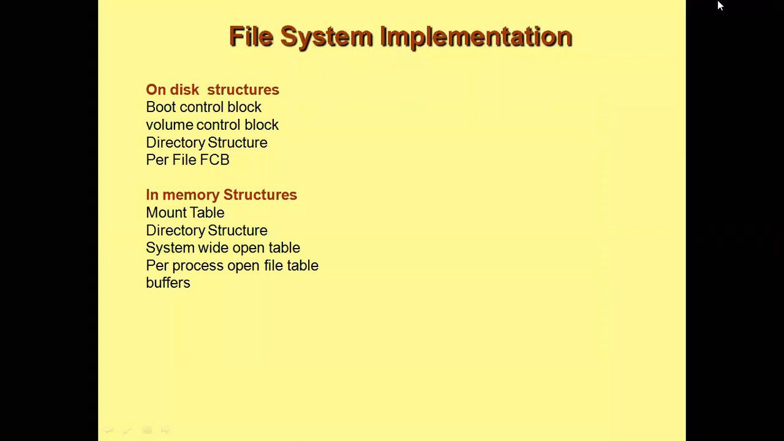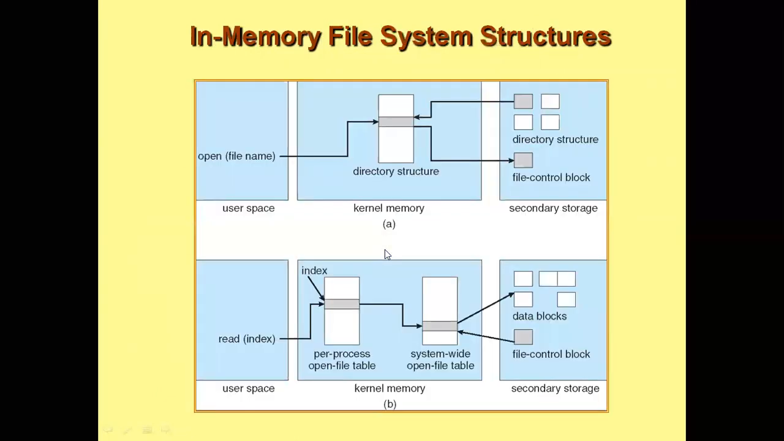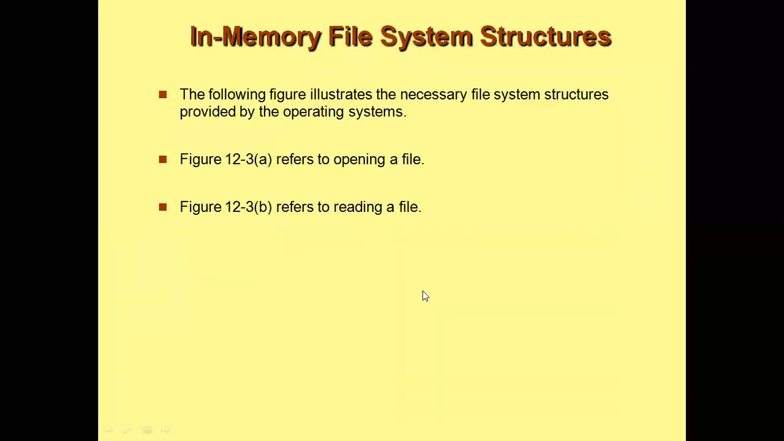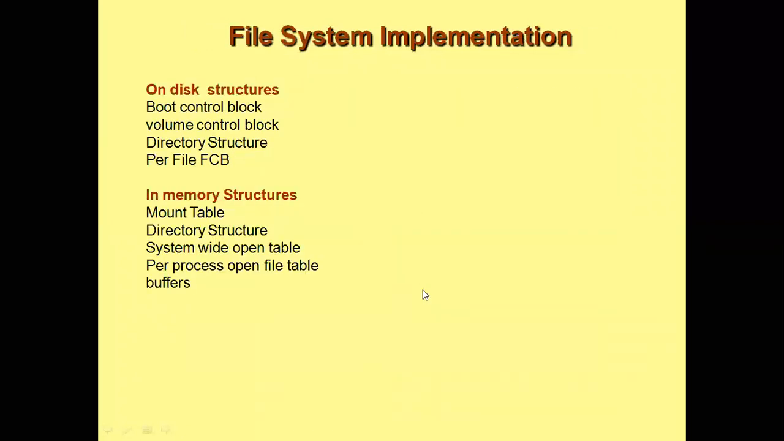Coming to the next topic, which is file system implementation. There are many data structures involved in file system implementation. One group of data structures is called on-disk structures, and the other group is called in-memory structures. I'll explain this with respect to the diagram later. But let us move on. Let's see what structures are present on disk.